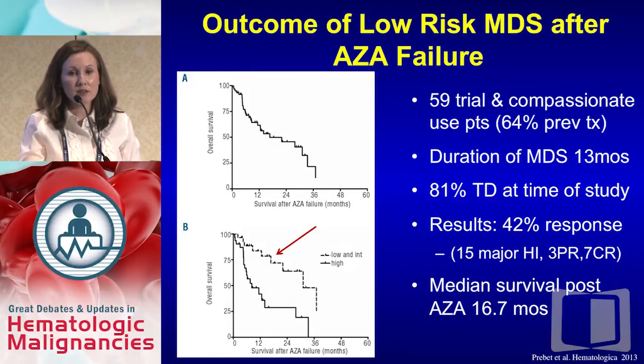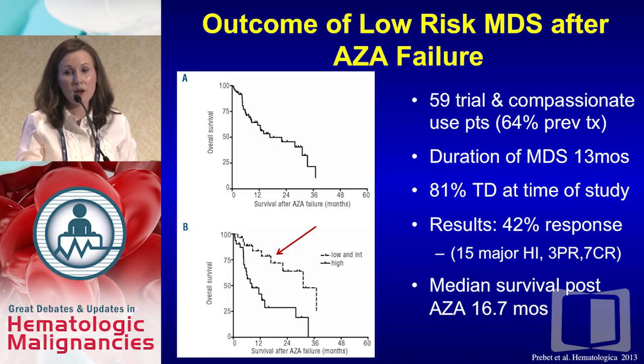So then what happens in these low-risk patients? They've been through their erythropoietin-stimulating agent, they've passed through the lenalidomide, and then they've passed through a hypomethylating agent. And this is really a problem, I think, for our patients.